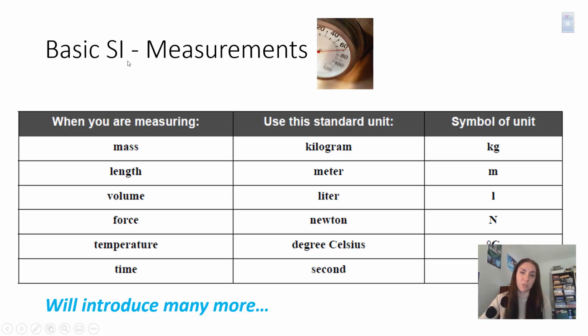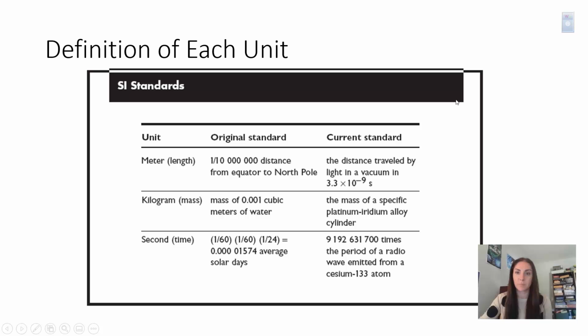There you go. SI means Standard International, so everybody in the scientific world uses these measurements. It's very convenient if we all use the same thing. Here you go. Fun facts about where these things come from. The length of the meter used to be the distance from the equator to the North Pole. Fun fact, right? But they've now calibrated it to a much more accurate measurement, which is how far light can travel in a vacuum.